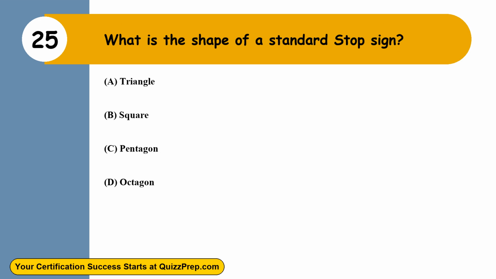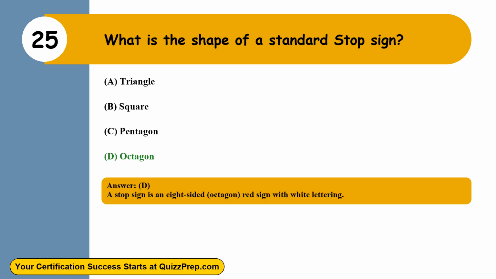Question 25. What is the shape of a standard stop sign? Option A. Triangle. Option B. Square. Option C. Pentagon. Option D. Octagon. The correct answer is option D, octagon. A stop sign is an 8-sided, octagon, red sign with white lettering.